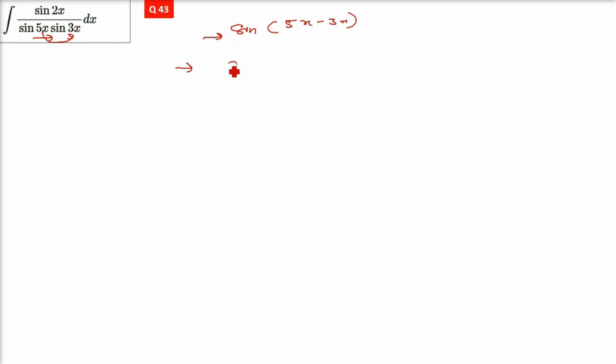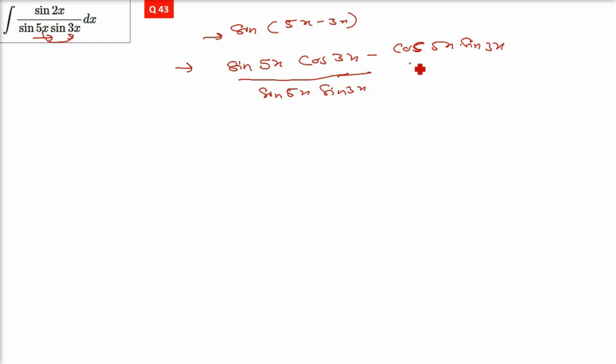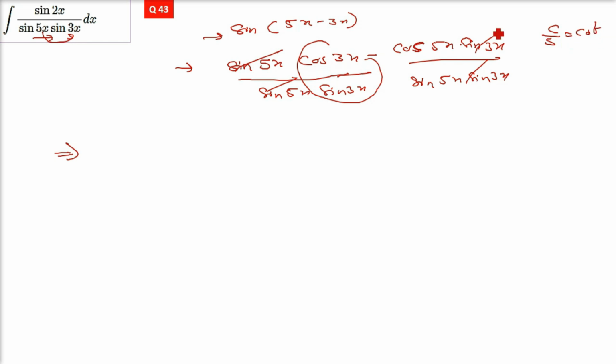This numerator sine 2x, which we have written as sine 5x minus 3x, is sine a cos b minus cos a sine b. Sine a minus b formula is sine a cos b minus cos a sine b. You know already about this. What is in the denominator? Sine 5x sine 3x. Now take them separately, that is take the denominator with each term, sine 5x and sine 3x. Now just cancel those terms which are common. So you will get cot 3x minus cot 5x. Cos x by sin x is cot x. See, cos by sine is cot, sine by cos is tan.